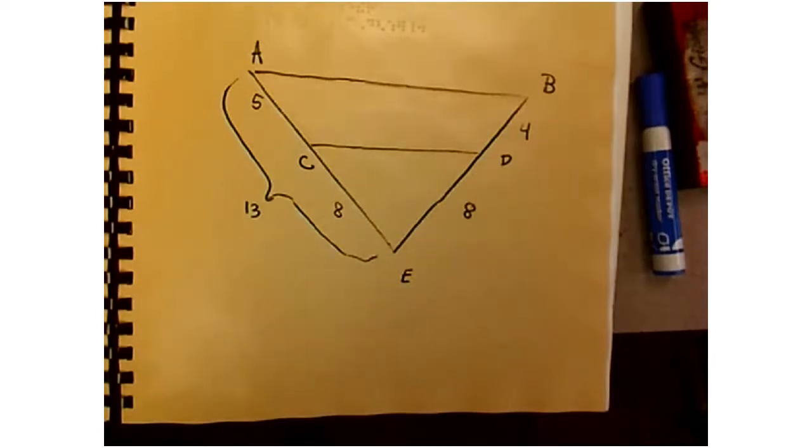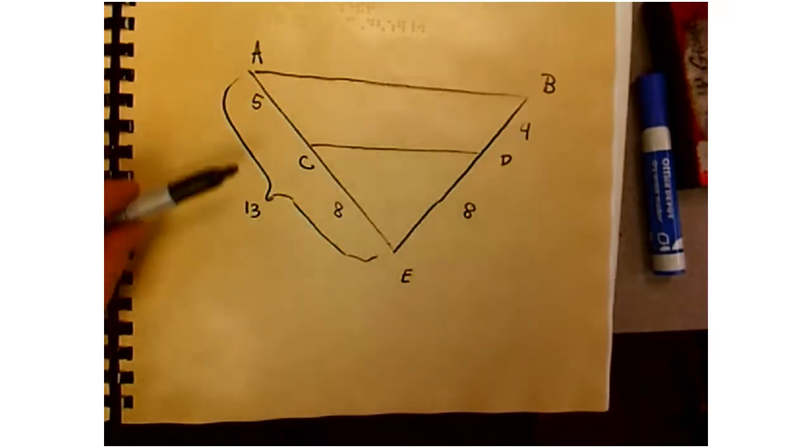Understand, Abby? You check the proportionality. We do 4 over 8 and 5 over 8. Do those equal each other? No. Not even close, right?